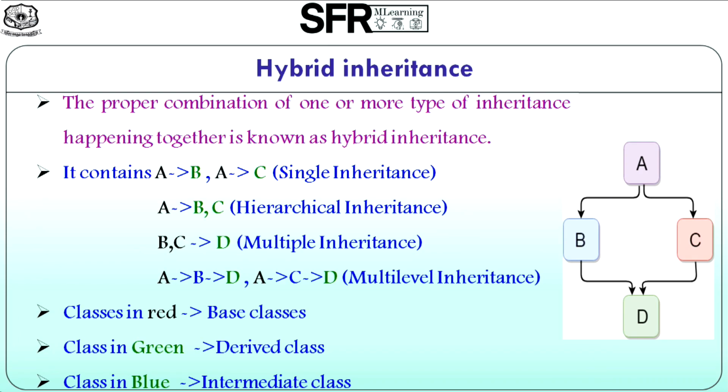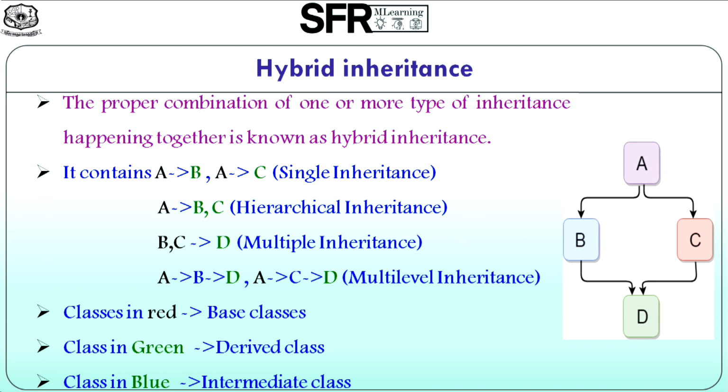Hybrid inheritance. The proper combination of one or more types of inheritance happening together is known as hybrid inheritance. It contains the following inheritances. A to B and A to C contain single inheritance. A to B, C contain hierarchical inheritance. B and C to D form a multiple inheritance. A to B, B to D, A to C, C to D form a multi-level inheritance. So, it is a perfect example for hybrid inheritance.